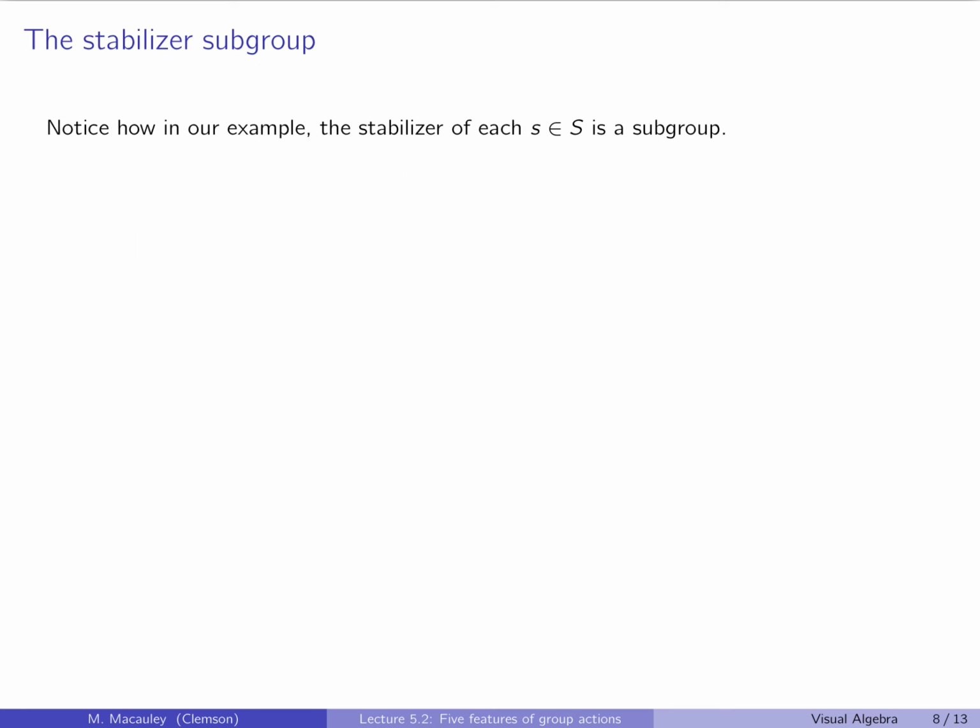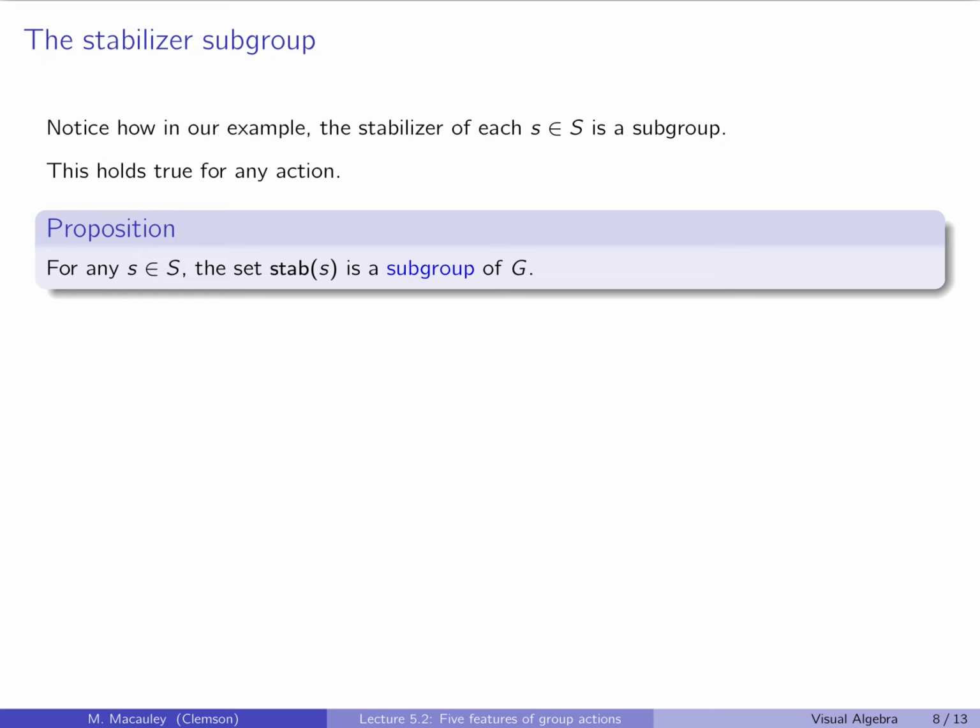Notice how in our examples, thus far, the stabilizer of each set element is a subgroup. This holds true for any action, and it's fairly straightforward to prove. Let's do an outline right now. For any set element S, the stabilizer is a subgroup.